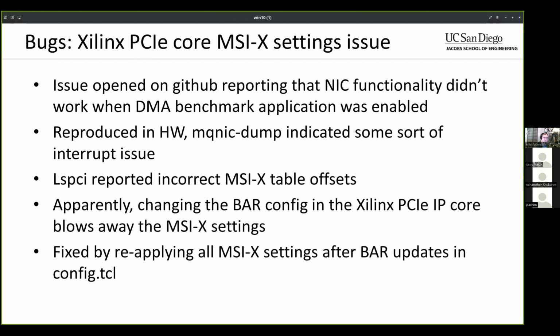Now, the way the build process works, at least with the makefile, is that it writes out a TCL script to create the project. And that TCL script sources a few things. So it sources a TCL script to create the PCIe IP core with a default set of board specific settings. And then later on, it sources the config.tcl script.